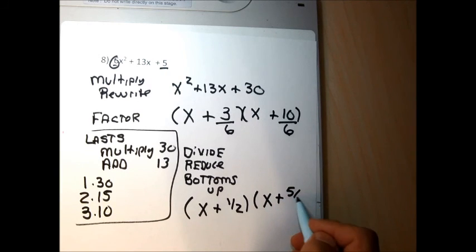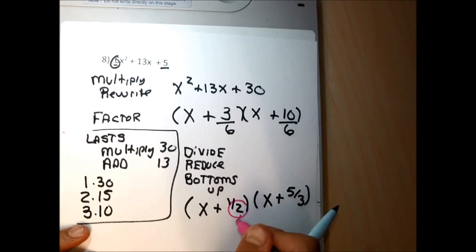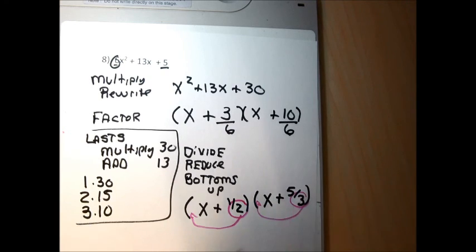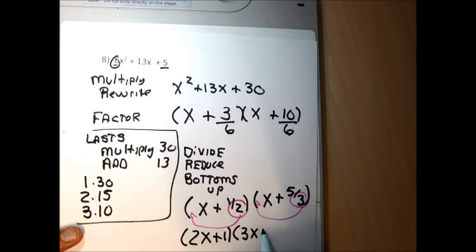I've reduced both fractions, and now I'm going to double bottoms up. The 2 is going to bring up and go in front of the x. The 3 is going to go up and bring in front of the x. And the two parentheses I need are 2x plus 1 and 3x plus 5. If your answer was 3x plus 5 times 2x plus 1, it isn't any better or worse than mine. They're equally correct. So these are both correct answers.